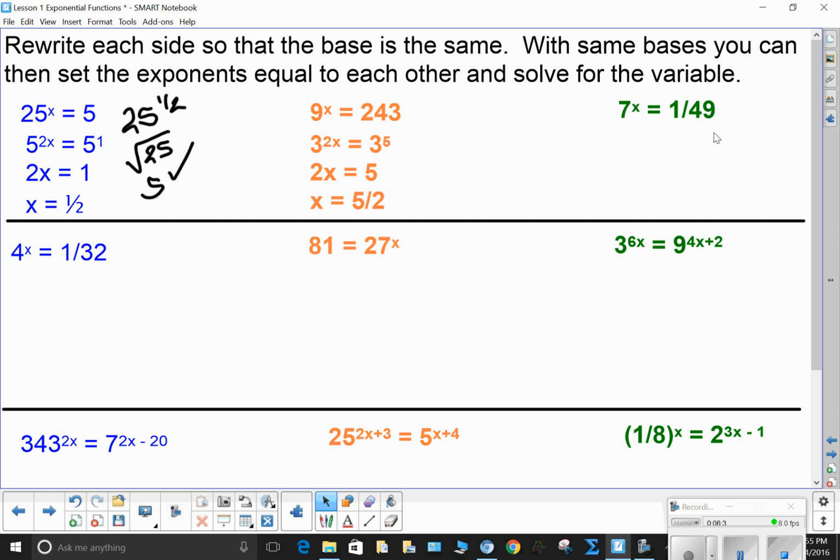7 to the x is equal to 1/49. Don't forget about those negative exponents. They'll give you your reciprocals. Here, 7 to the x is equal to 7 to the negative 2. That becomes extremely easy when you remove your common bases. X is just equal to negative 2.